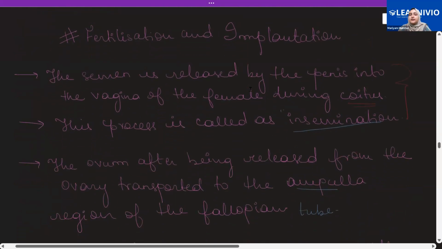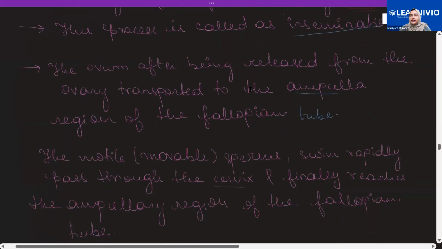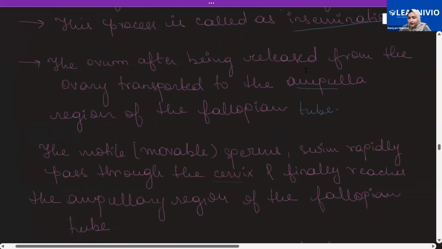After that, there comes fertilization and implantation. Now you know that in order for fertilization to take place, the sperms have to be transferred into the female's vaginal passage. That is done by releasing the sperms from the penis into the vaginal passage of the female during coitus or sexual intercourse. This process is called insemination. Now, once the ovum is released, it goes to the ampulla part of the fallopian tube and waits there for the sperm to arrive.